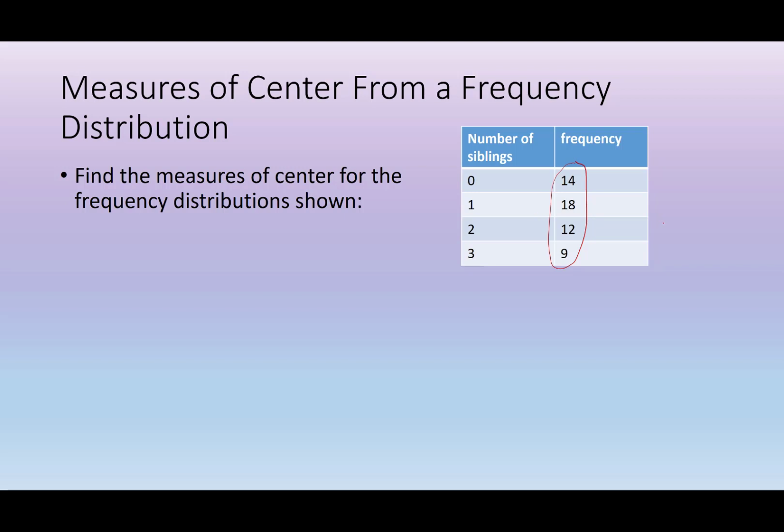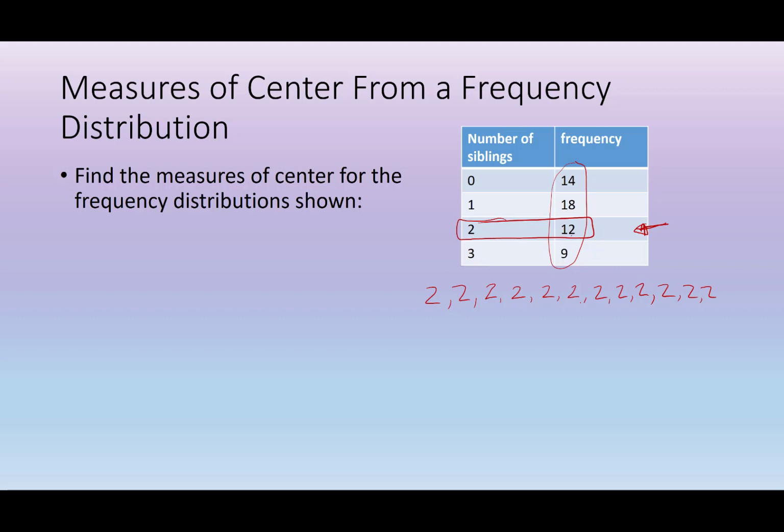So what this would look like, let's look at the 2 and the 12 here. It's telling me that 12 people said they had 2 siblings. So in my data set, that means there would be 12 2s listed if I were to actually list them all out. And I think I have 12 there. So that's what this is telling me, that there are 12 2s in my data set.